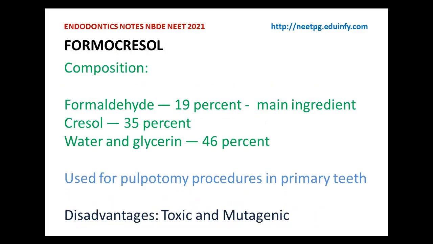Next is formocresol. It's a combination of formaldehyde, cresol, water and glycerin. So formaldehyde is 19%, it's the main ingredient used. Cresol is 35%. It's used for the pulpotomy procedures in primary teeth. Its disadvantage is it is toxic and mutagenic. So these are the intracanal medicaments used in root canals.